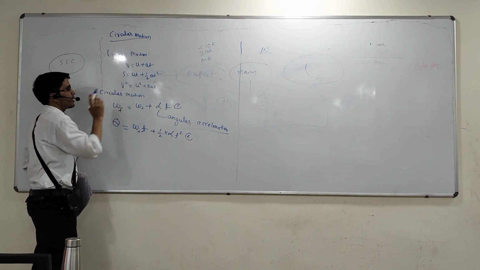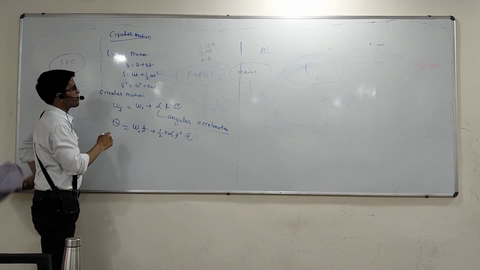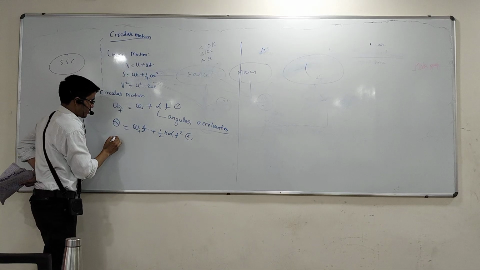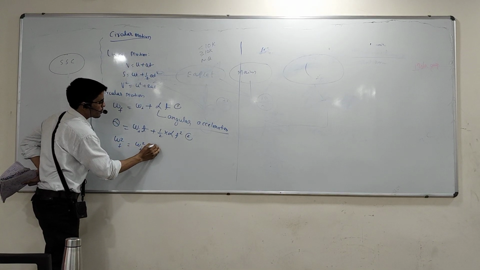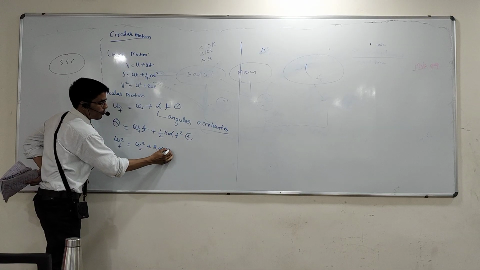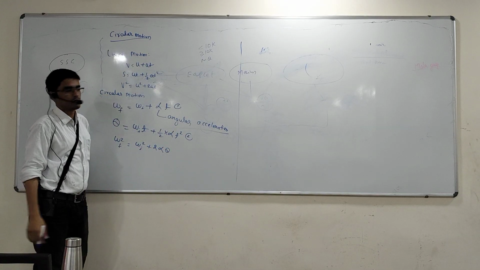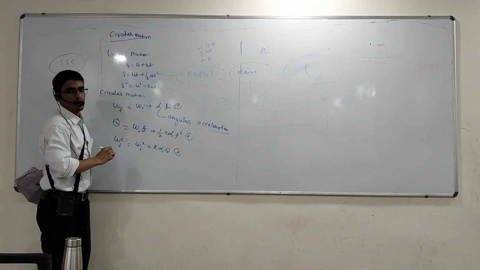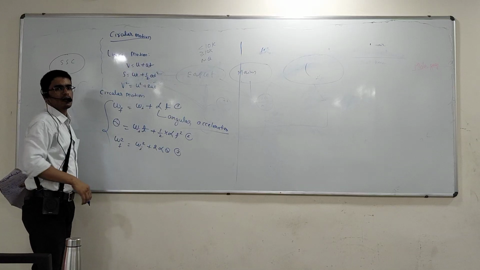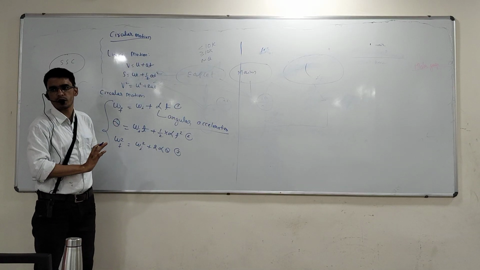Third: v becomes omega final. Omega final square equals omega initial square plus 2 into alpha into theta, because now theta is in place of s. That is the third equation. So generally in circular motion we have to remember these three equations.